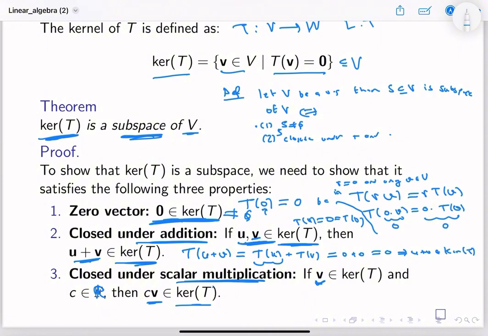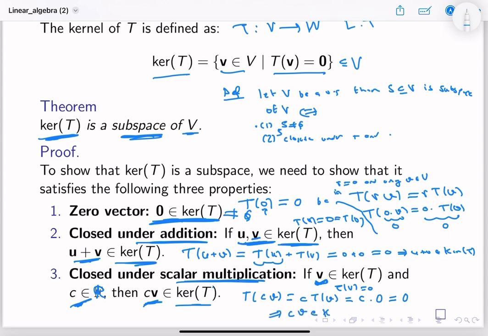So the third thing we want to show is closure under scalar multiplication. So if we start with v in the kernel, then T of v is equal to 0. And we want to take any real number c and want to show that c dot v is also in the kernel. But why is that the case? Well, because T of c dot v is equal to c times T of v, because T is a linear transformation, and thus this is equal to c dot the 0 vector.